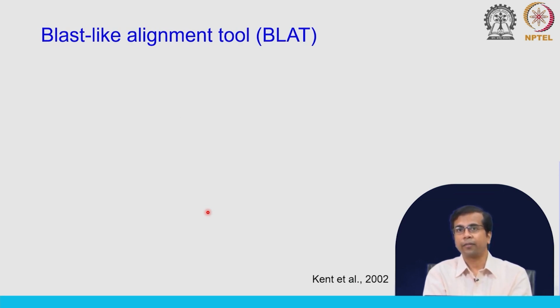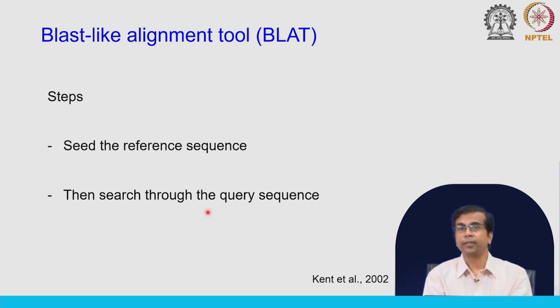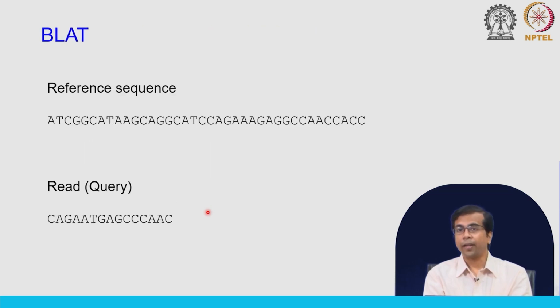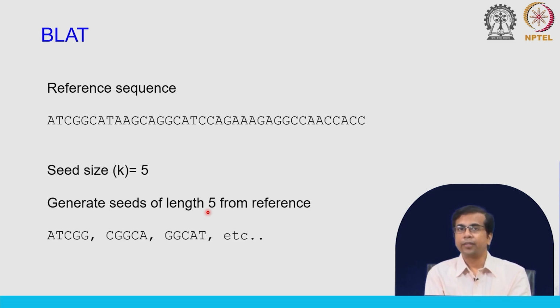It is called the BLAST-like alignment tool, or BLAT. So, how does it work? It seeds the reference sequence. So, these are the steps: it seeds the reference sequence and then it searches through the query sequence. Again we go back to the example, where we have this reference sequence and the read sequence or the query sequence, and we take the same seed size and generate seeds of length 5 from the reference.